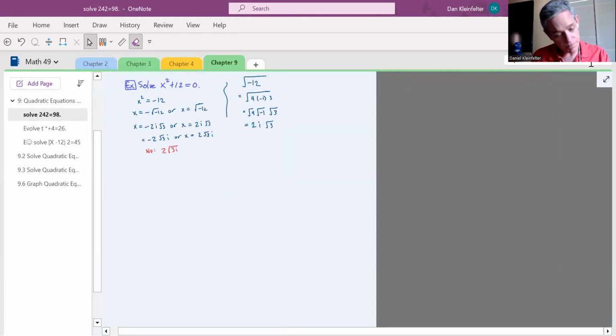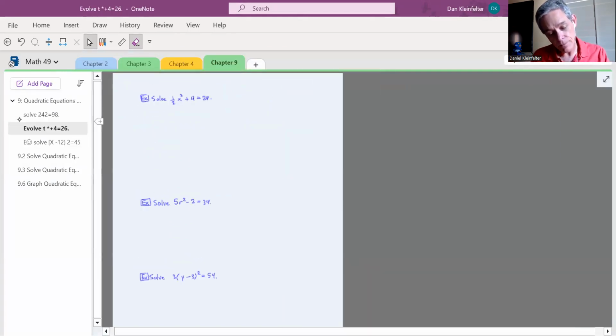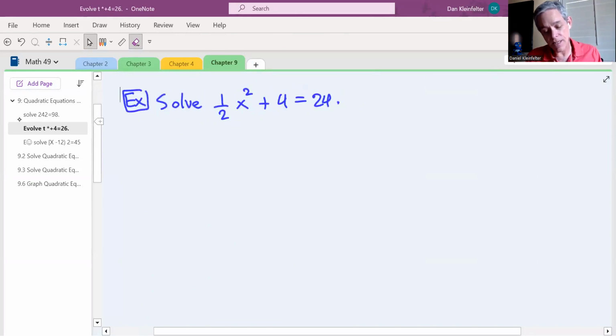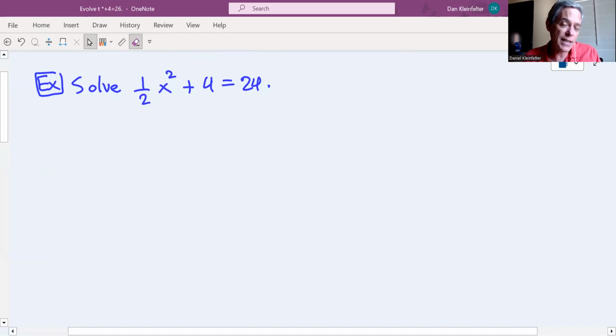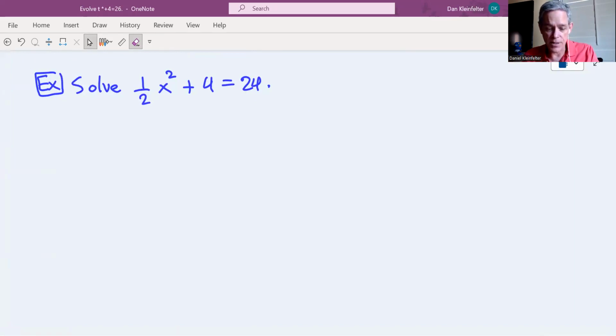Okay, we have more. Here's one for you to try. This one has got a fraction in it. The steps you'll want to follow will be to isolate the squared part and then apply the square root property to solve.